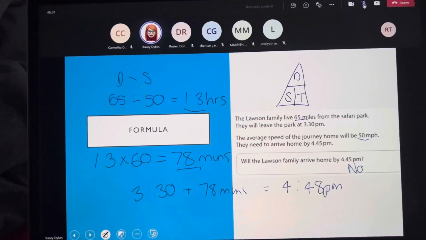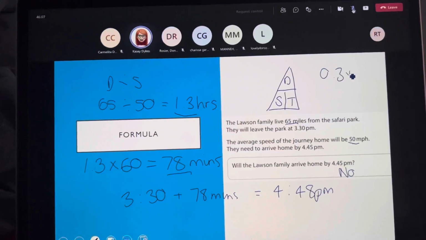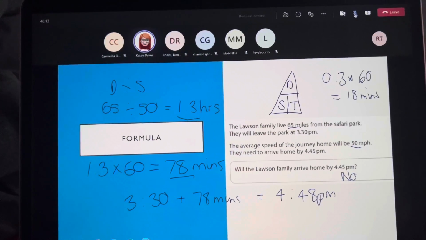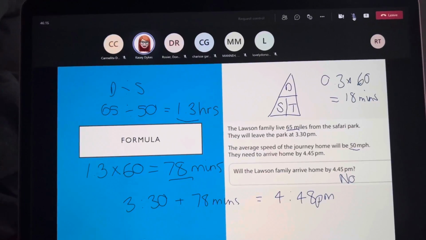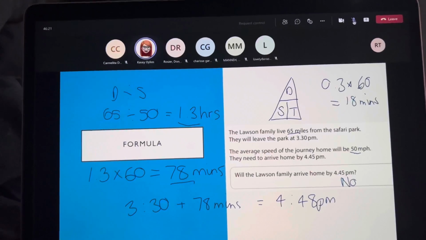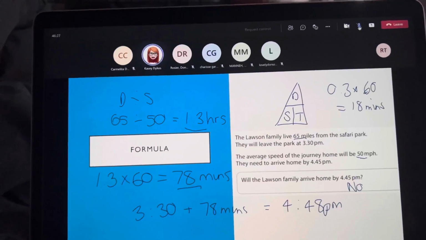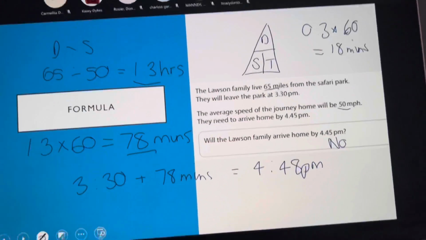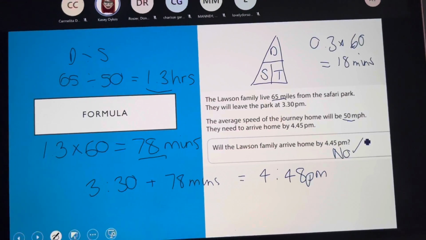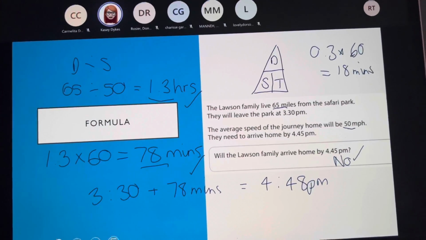So I've done the whole 1.3 times 60. You can just do the 0.3. You'd get 18 minutes. And then add on your hour. 3:30 plus an hour is 4:30, and then your extra 18 minutes. Either one's fine, it's the same thing. But the answer is no. Only by 3 minutes, but still no. So 3-mark question. 1 for our no, 1 for our working out our formula, and 1 for converting it into our correct minutes and time.